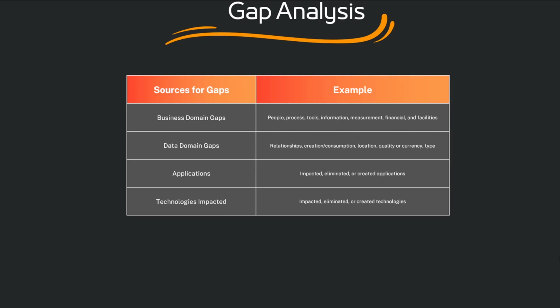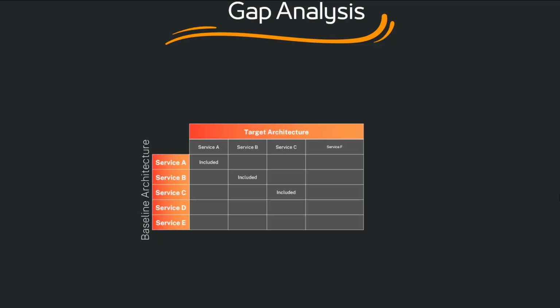Application gaps could exist with applications that might be impacted, eliminated, or created due to your architecture work. Technologies impacted is similar, in that we look for things that are impacted, eliminated, or created as a result of your architecture work. To perform a gap analysis, we first start by making a chart to show the architecture building blocks that exist in the current baseline, shown on the left, versus the target baseline, shown across the top.